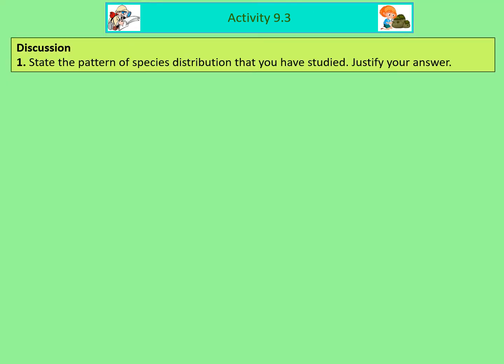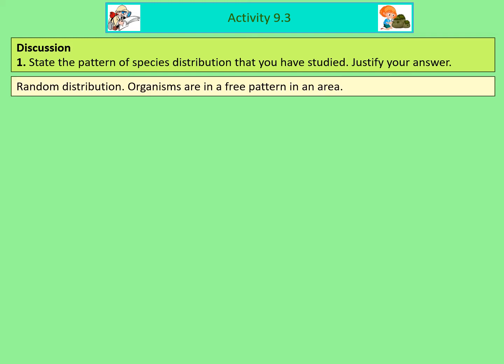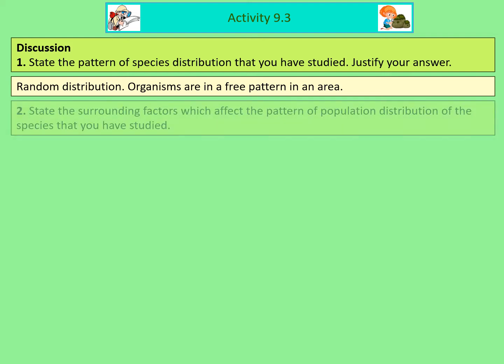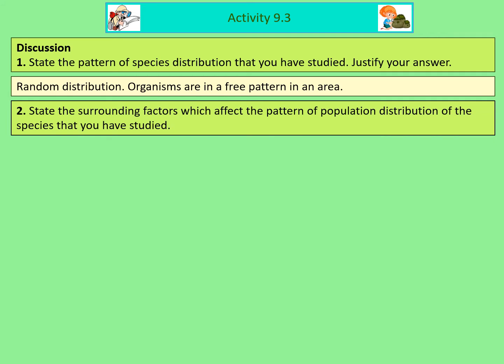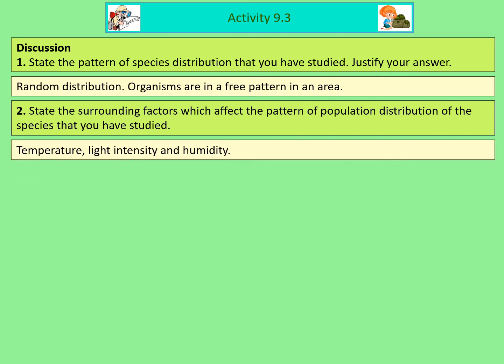Discussion questions. Question number 1: state the pattern of species distribution that you have studied and justify your answer. Based on what we studied, this is random distribution. Organisms are in a free pattern in an area. Question number 2: state the surrounding factors which affect the pattern of population distribution of the species that you have studied. The answer is temperature, light intensity, and humidity.